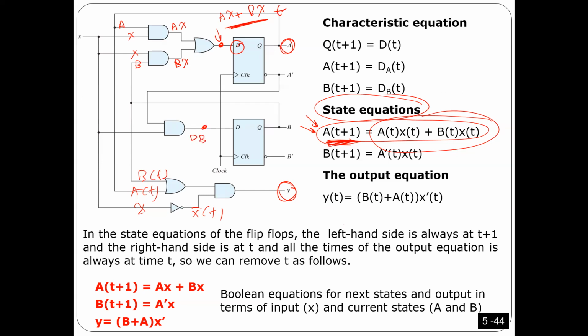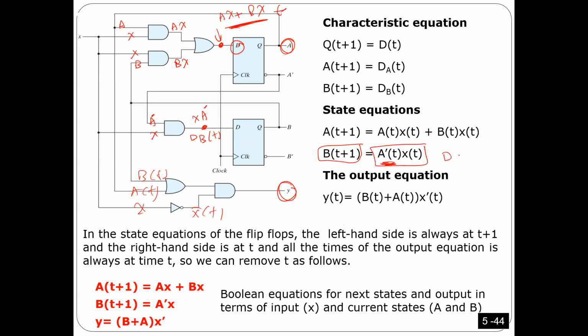What is D_B at time t? What is this value here? Let's see. We have here B, this one is coming from A prime, and this one is coming from X. So this one is very easy: X, A prime. So the new value for B is actually the current value of A prime and X, which is D_B at time t. That's what we call state equations.